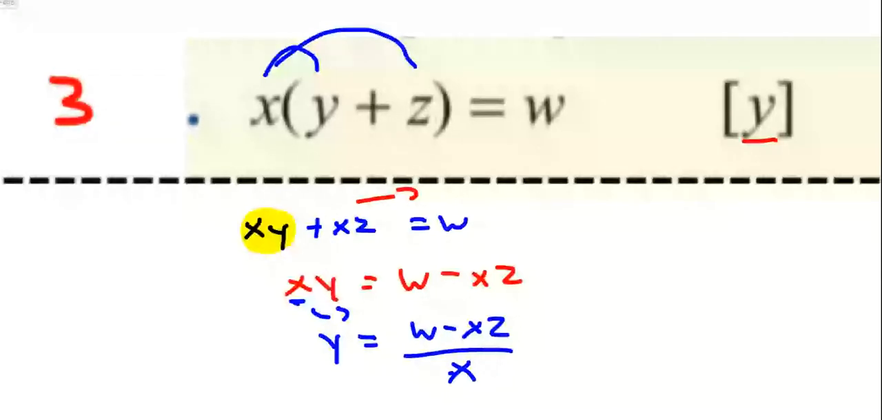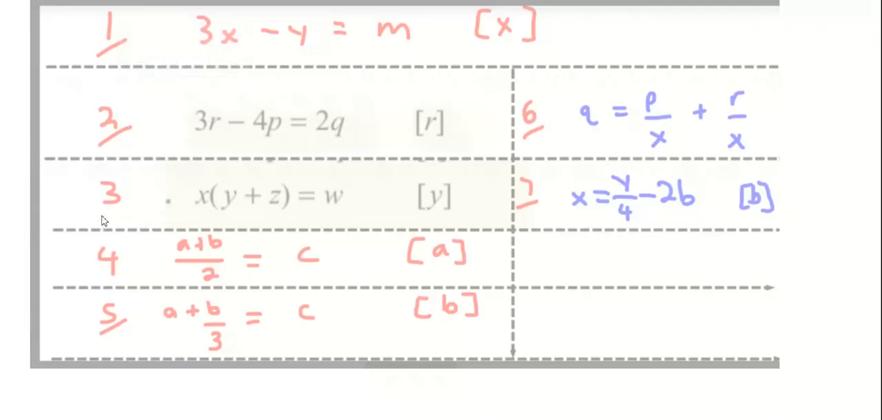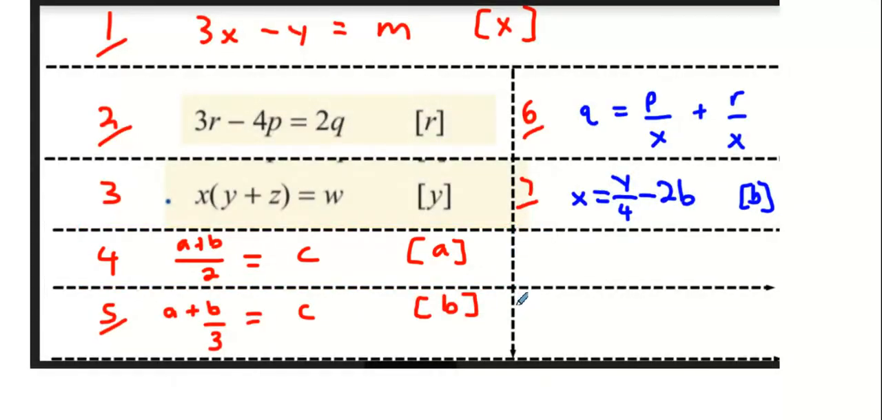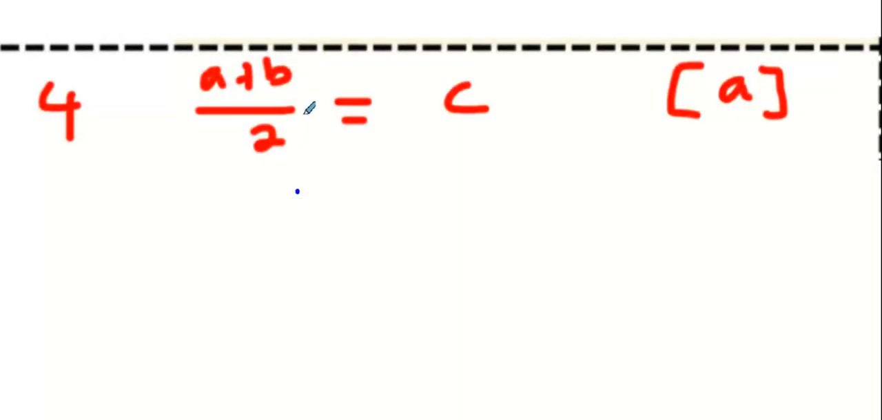Now let's move on with the next one, question 4. You've got to get a on its own. So here's what we're going to do. We need to get this a on its own. First thing we could do is try and introduce a common denominator, where you can put a 2 underneath the c. If you put a 2 underneath the c, you must put a 2 above the c, and then you can knock off the common denominator, leaving a plus b equals 2c.